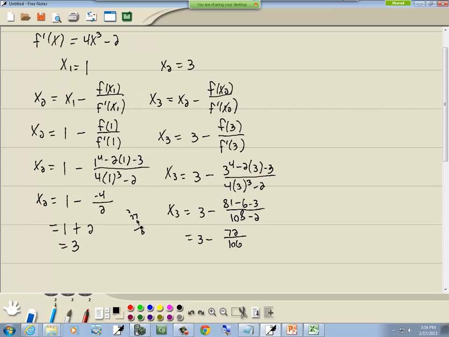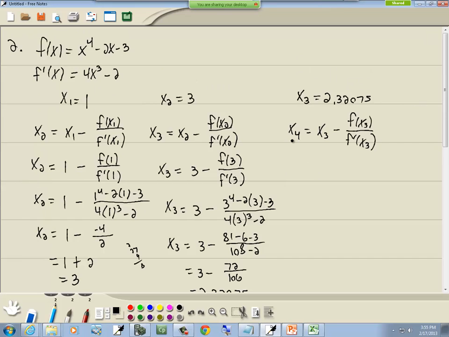Which would give us, let's see, 3 minus 72 divided by 106. I'll take it to 5 decimal places, 2.32075. So then we continue with our next iteration. So x sub 3 is equal to 2.32075. And then we go to x4 is equal to x3 minus f of x3 over f prime of x3, and so on. You kind of get the idea.